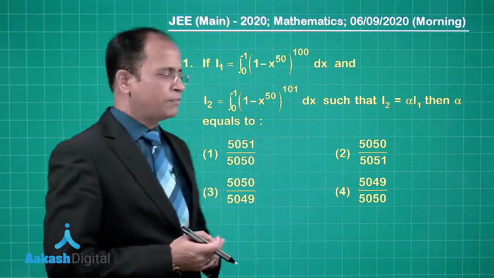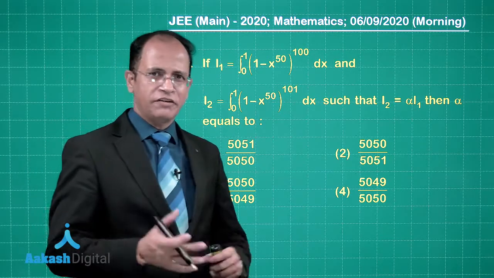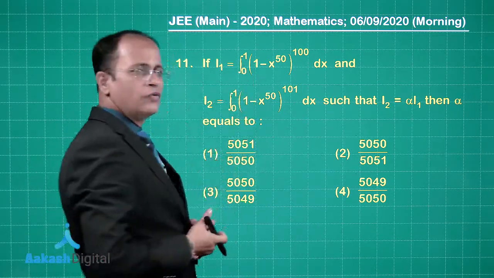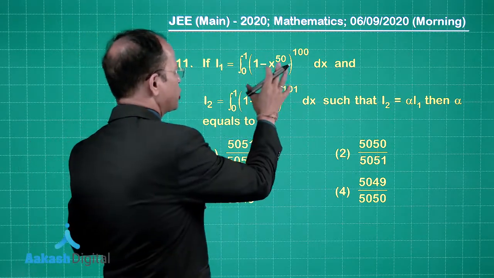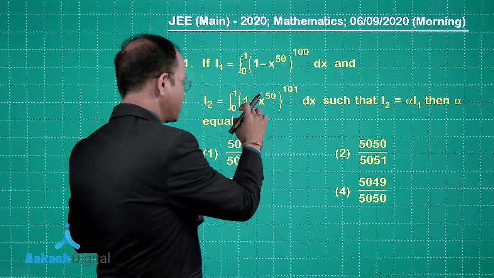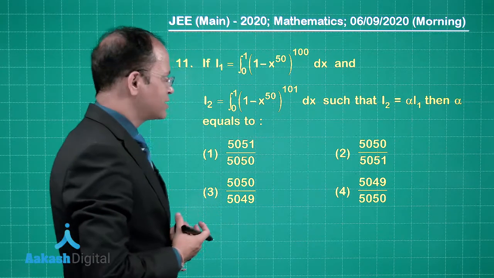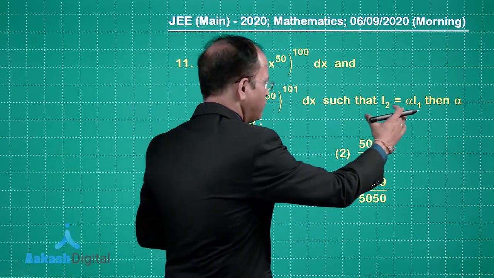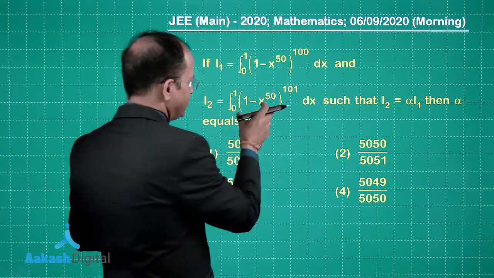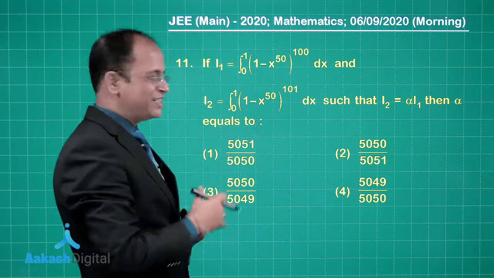Now friends, let's talk about question number 11, and this is a problem based on definite integral. You have been given I1 to be the integral from 0 to 1 of (1 minus x raised to the power 50) raised to the power 100 dx, and I2 is the integral from 0 to 1 of (1 minus x raised to the power 50) raised to the power 101 dx, such that I2 is equal to alpha I1. Then alpha we need to find. So more of a manipulation in this particular integrand of I2 is needed.